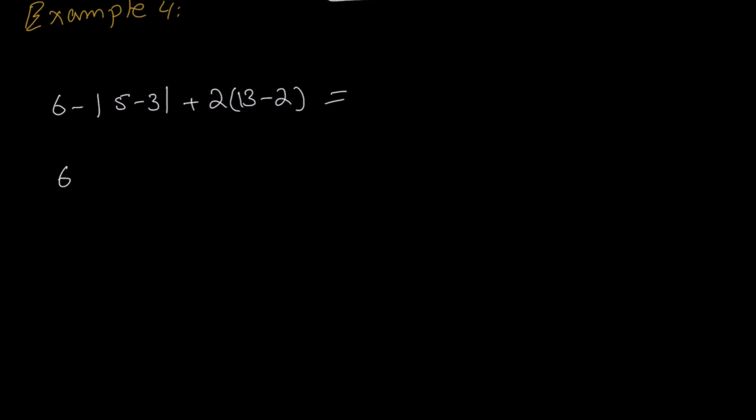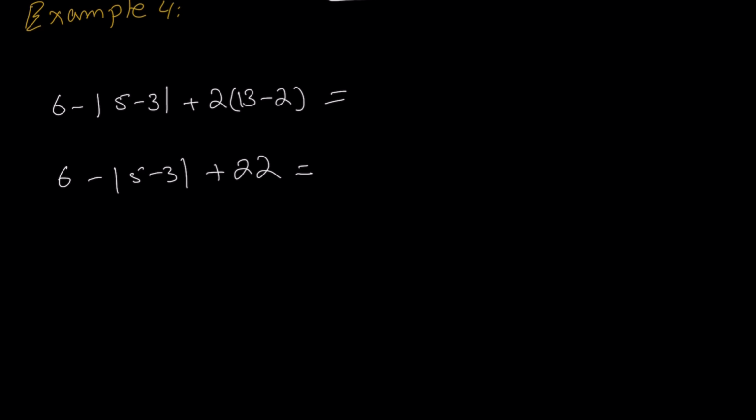Let's take care of the parentheses first. 5 minus 3 plus 13 minus 2 is 11. 11 times 2 is 22. So that's taken care of inside of the parentheses and outside of the parentheses too. So we got 22.